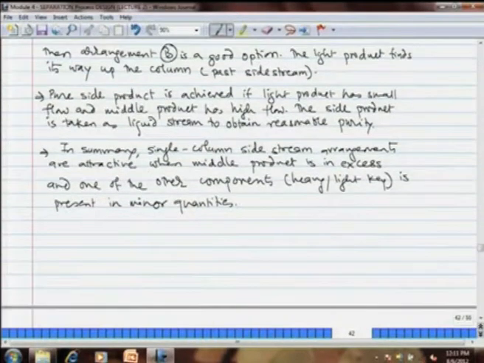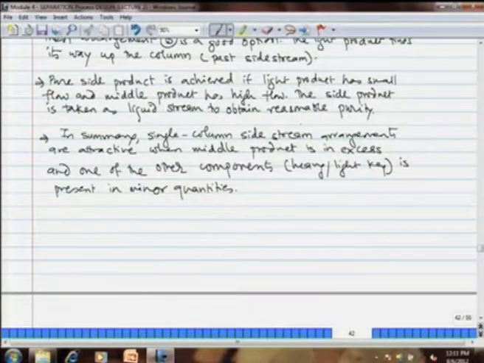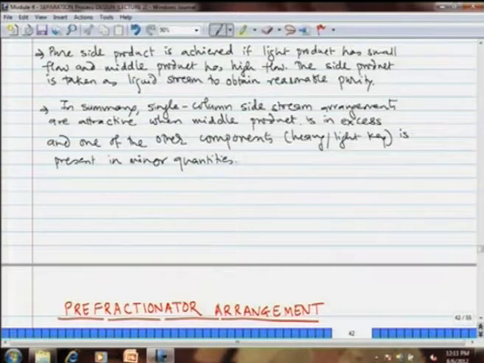So, in this way you can reduce the operating cost. Remember again that a side stream may not have very high purity, but in many cases the side stream is recycled to the reactor. Okay. So, in that case the purity is not a very big constraint.